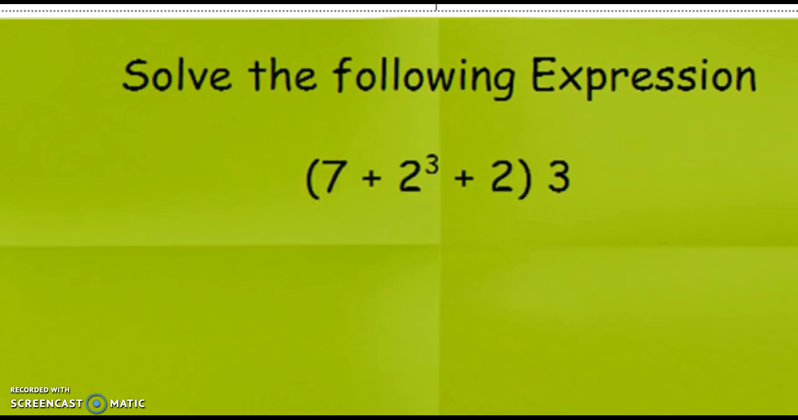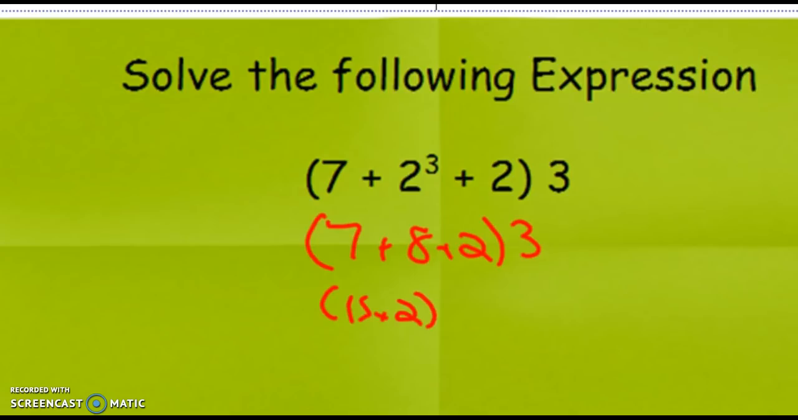All right, here we're going to first start inside our parentheses. 2 to the third is 8. I'm going to write that. 7 plus 8 is 15 plus 2 times 3. So now I have 17 times 3. That is 51.